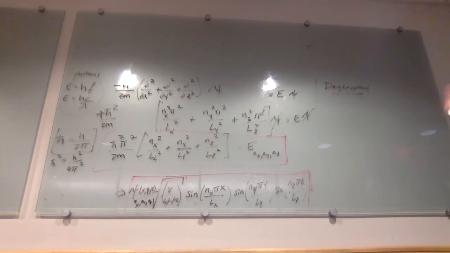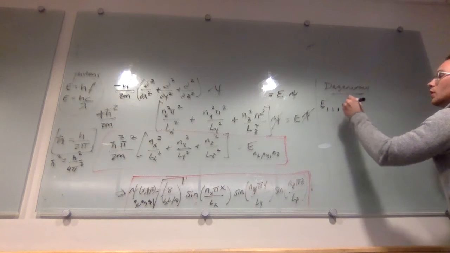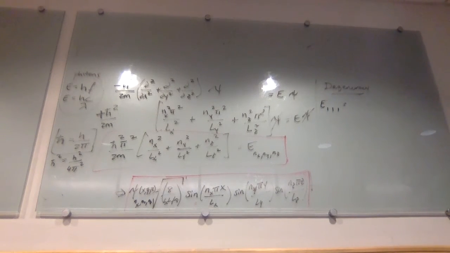Okay, whatever. So the ground state is going to be when all of the n's are 1. We can write it as E111. For some reason, I can't remember. The thing I was just thinking about is, why can't we have 2 of them be 0?